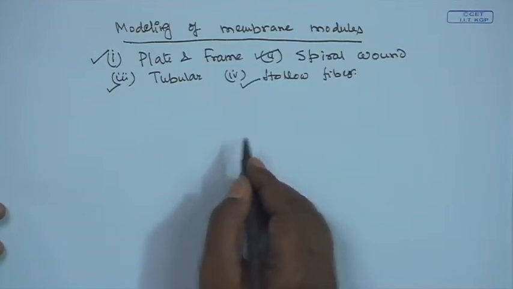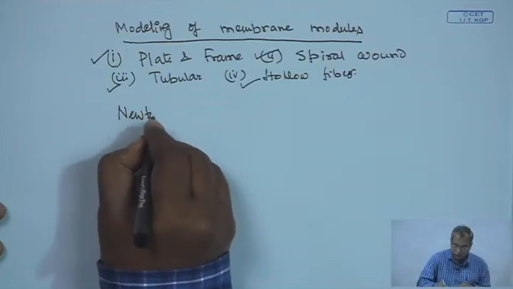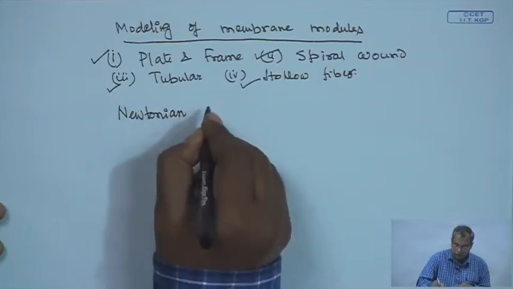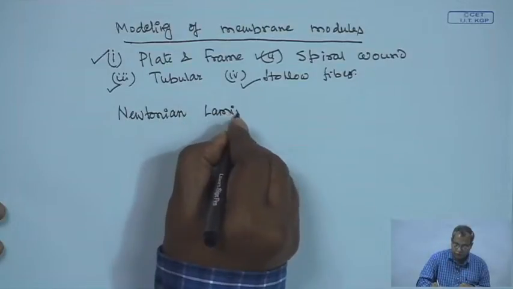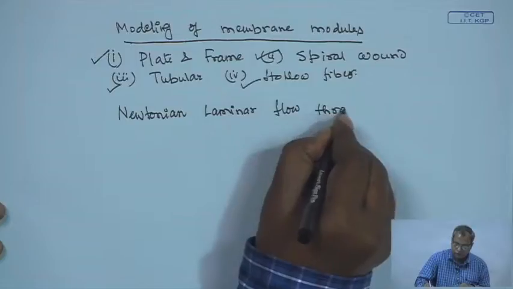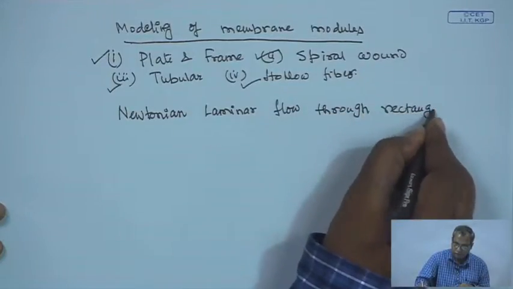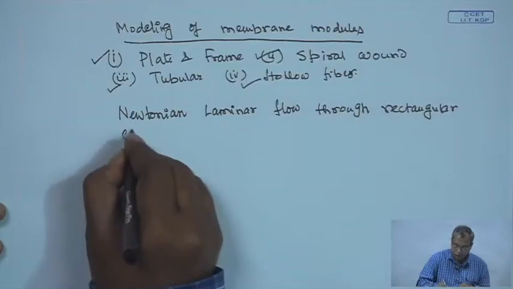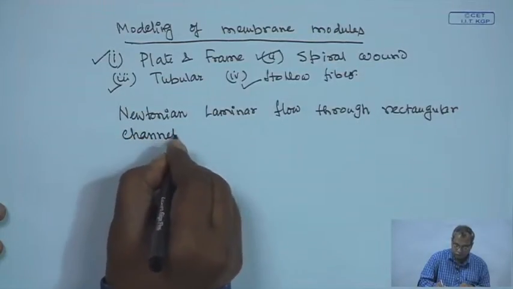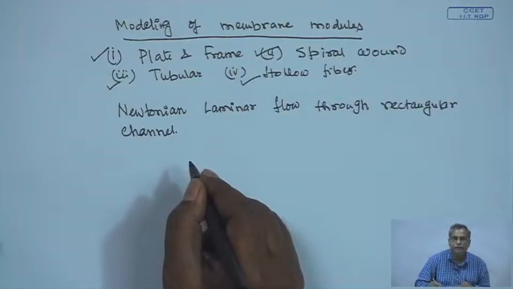Now, let us consider Newtonian laminar flow through a rectangular channel, and we will again do a very simplified case in the beginning, then we will build up to the more realistic or complicated case at the end.